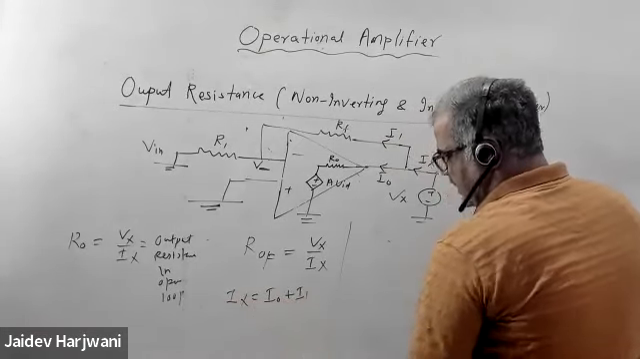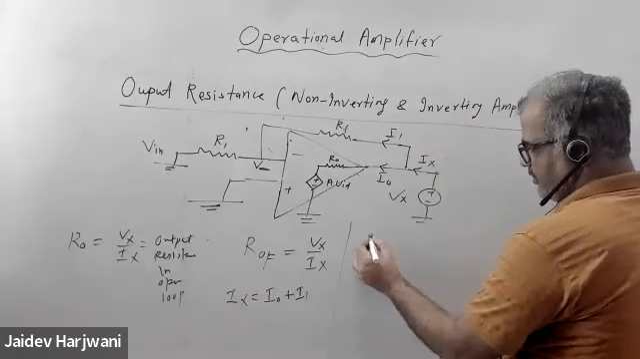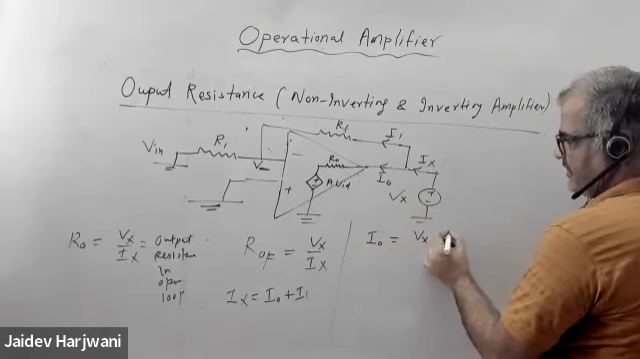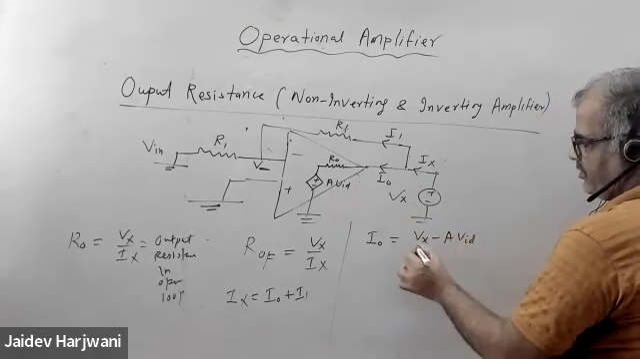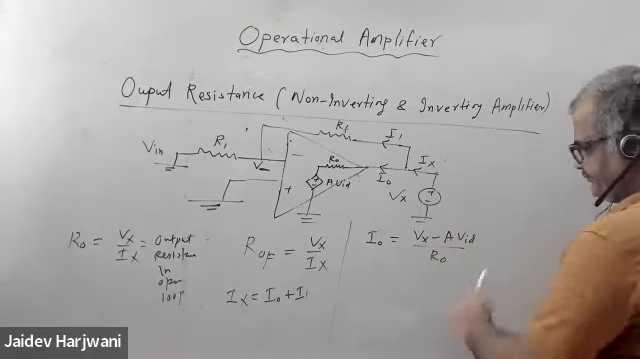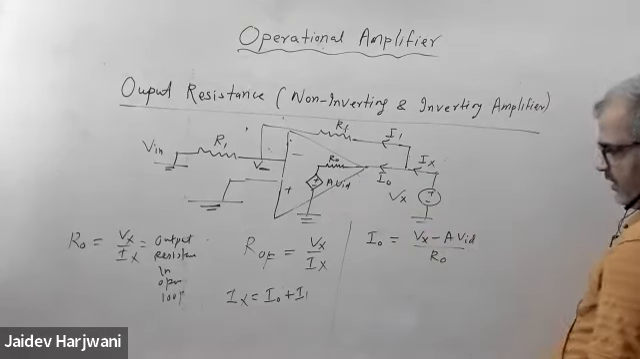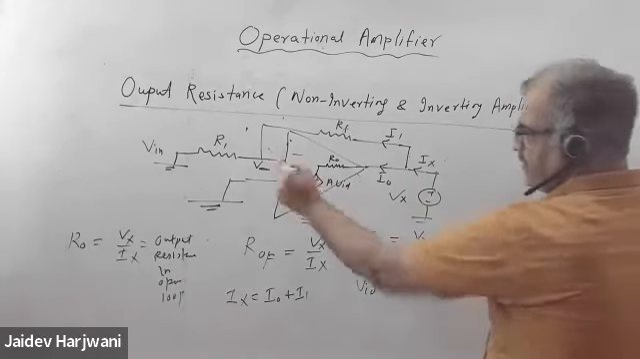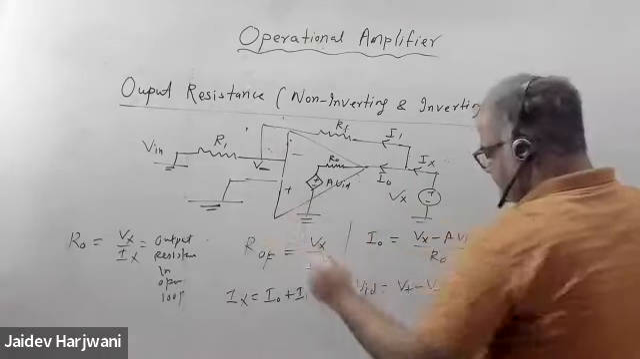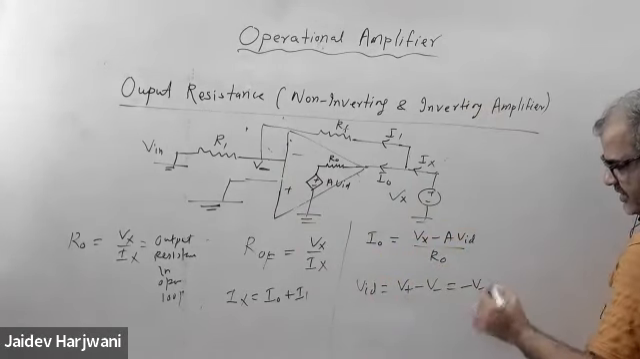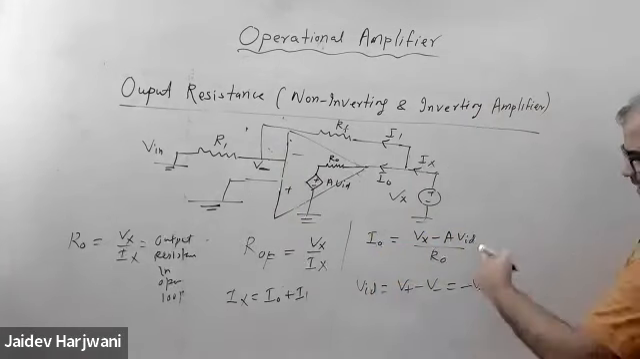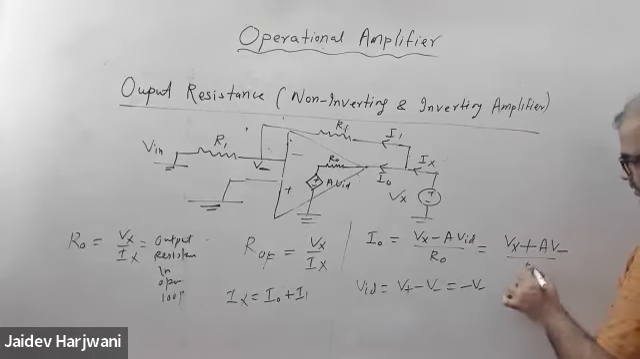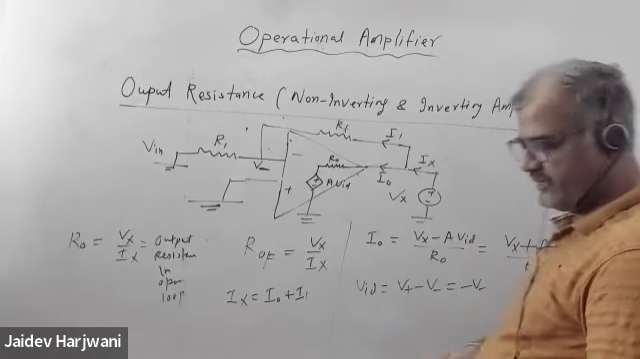I naught plus I1. Now what is I naught? I naught is simply, this is Vx, this is A VID, so Vx minus A VID upon R naught. This is my I naught. And VID, the difference, is V plus minus V minus. V plus in this particular case is 0, so this becomes minus V minus. Put the value here: this becomes Vx plus A V minus upon R naught. This is your I naught value.